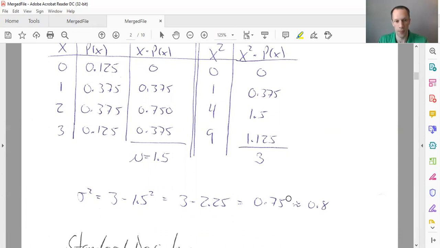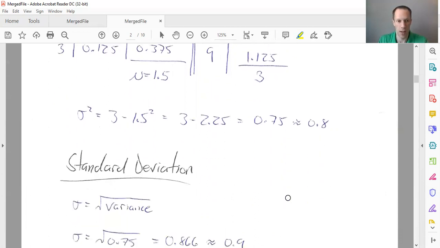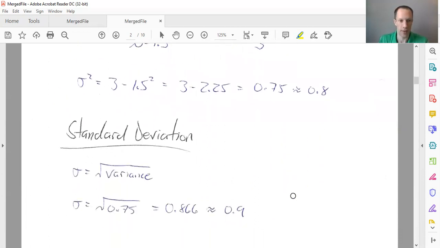Standard deviation, that's always the square root of the variance. So square root of 0.75 would be 0.866, or if you round it to one decimal place, that would be 0.9. So we can describe the mean, the variance, the standard deviation of this discrete probability distribution. The mean tells us something about the center of it. The standard deviation tells us something about how spread out those values of x are in that distribution.